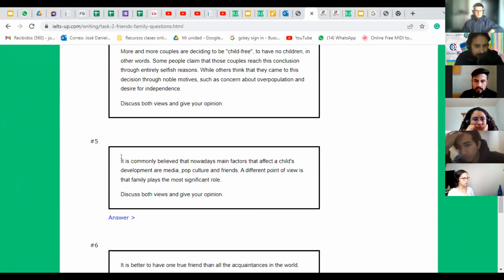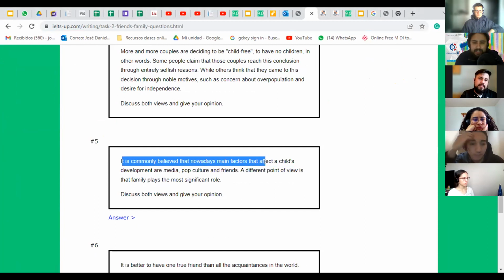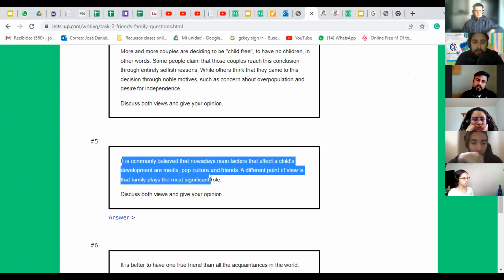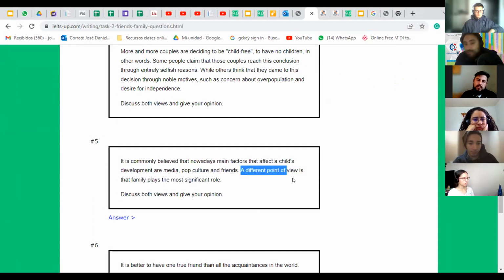Let's give it a look. It is commonly believed that nowadays the main factors that affect a child's development are media, pop culture, and friends. A different point of view is that family plays the most significant role. Discuss both views and give your opinion.